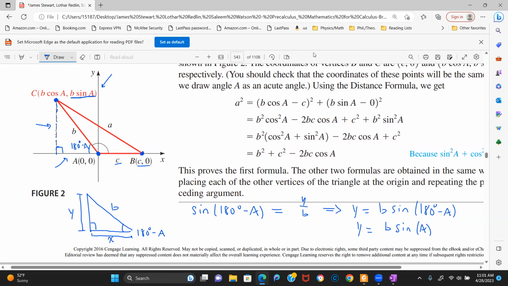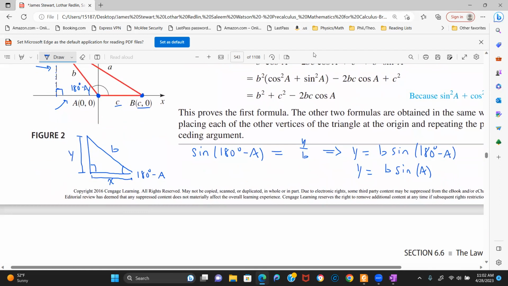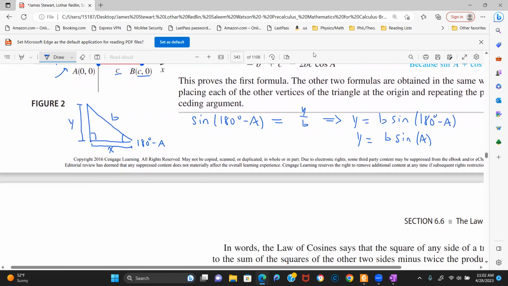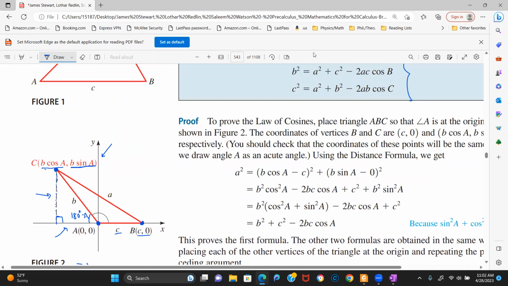Okay, so now let's figure out what the x coordinate is. Now we're going to use the cosine of that angle. So we have cosine of 180 degrees minus A is going to be equal to the adjacent, x, over the hypotenuse, b. Then you can solve for x, and you'll find that x is equal to b cosine of 180 degrees minus A. And then this simplifies again to just cosine of A. So that's why the x coordinate and y coordinate of this point are b cosine A and b sine A.